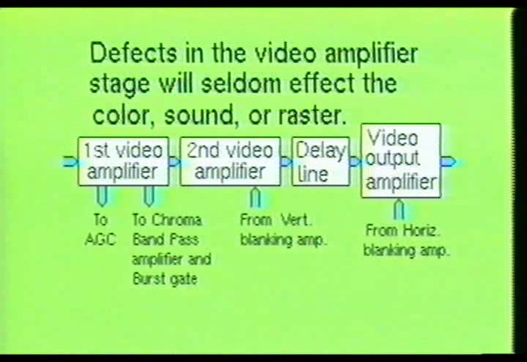Defects in the video amplifier section will seldom affect the color, sound, or raster on the TV screen. About the only time you will encounter a problem with both the color and video image from the video amplifier string is when there is a defect in the first video amplifier stage.